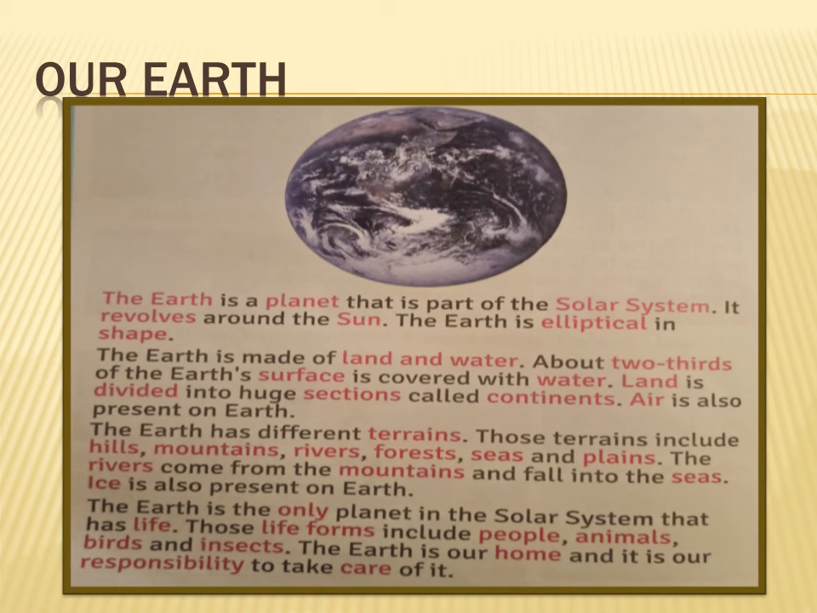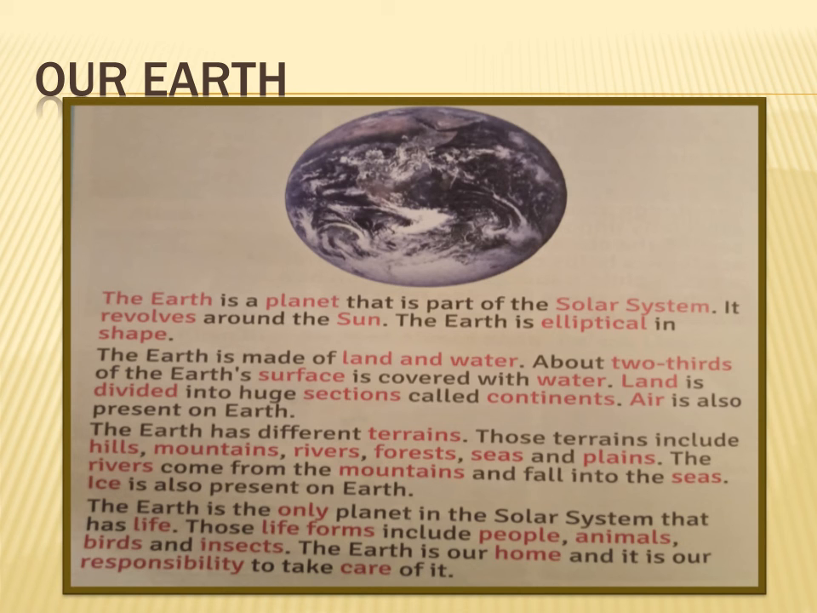Air is present on earth, okay, which we breathe. We breathe oxygen. It is present in air. Okay, the next is the earth has different terrains. Those terrains include hills, mountains, rivers, forests, seas, and plains. What are terrains? Terrains are the physical features which are present on the surface of earth. For example, hills, mountains, rivers, forests, seas, and plains. The rivers come from the mountains and fall into the seas. Ice is also present on earth.